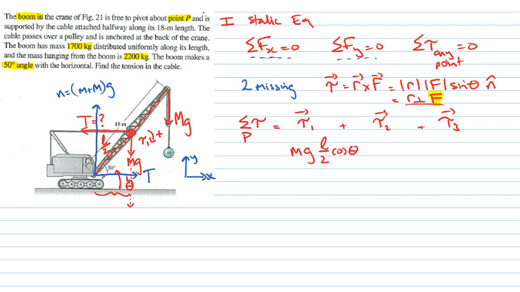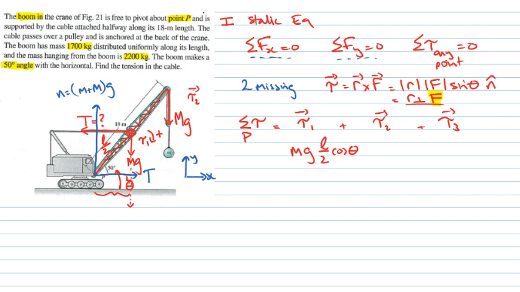of that angle theta. Now, I'm going to write everything down symbolically because it allows me to rearrange things and put the numbers in later on. So theta is this angle, 50 degrees. But rather than solving it for one angle, I'm going to solve it for all angles. That's much more powerful. Okay, now for tau 2.